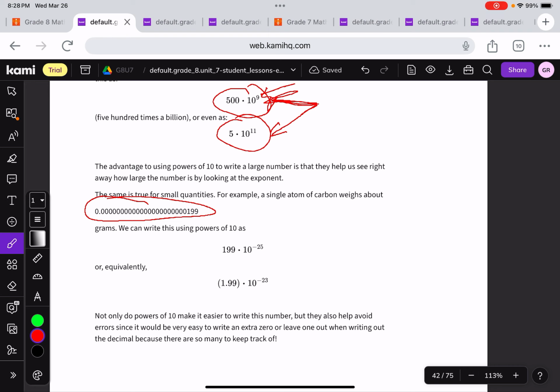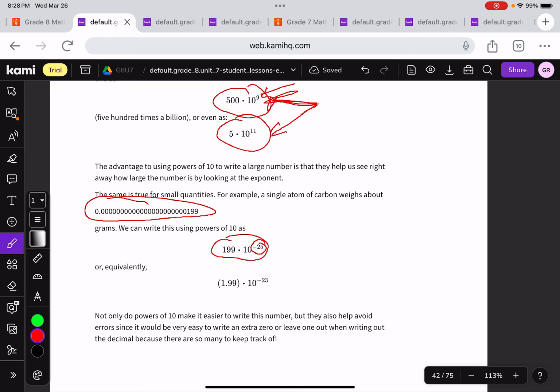How would I write this as a power of 10? A single atom of carbon weighs about 0.00019, and that's a true story. Obviously very light, as you can tell. An atom does not weigh much. Now, we can write this as a power of 10, 199 times 10 to the negative 25. Where do you think this negative 25 came from?